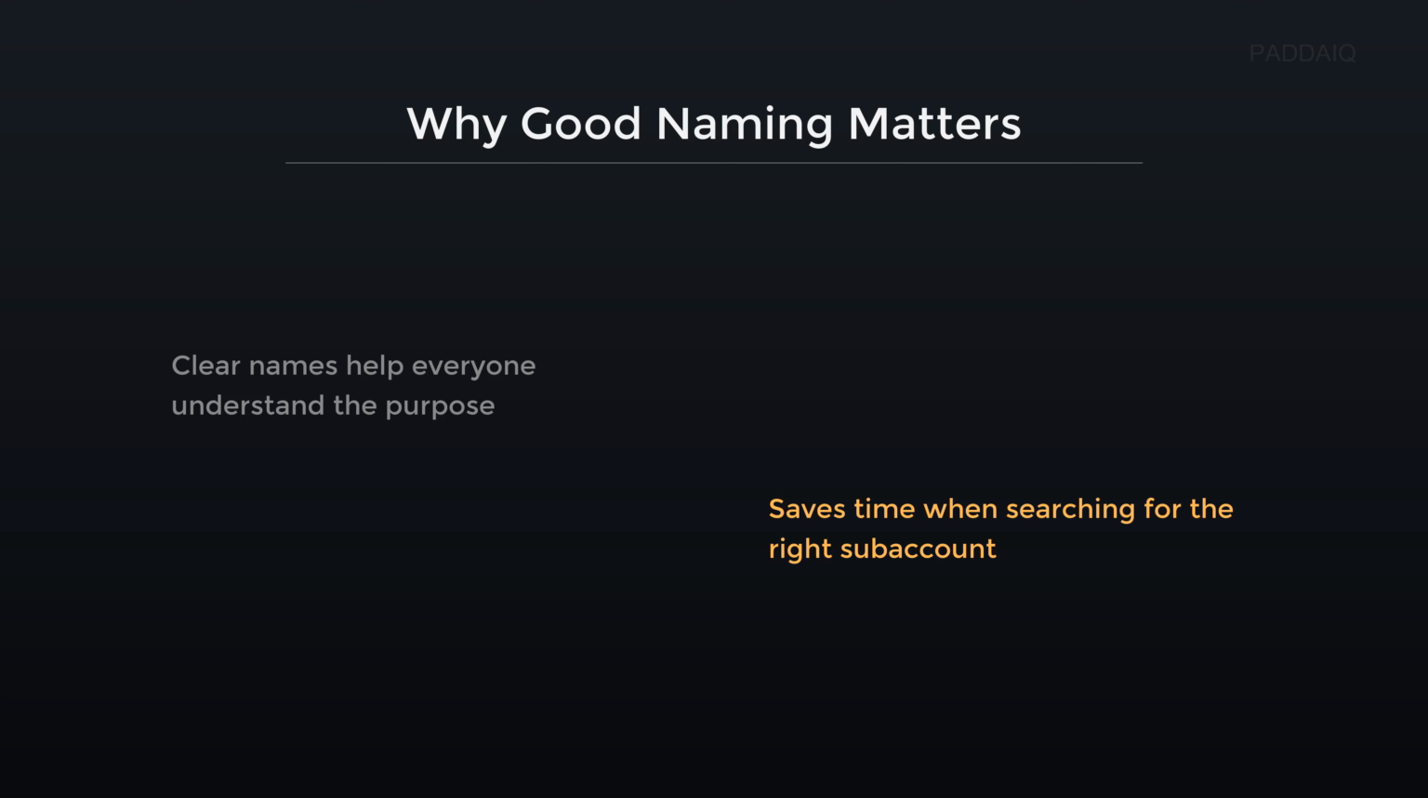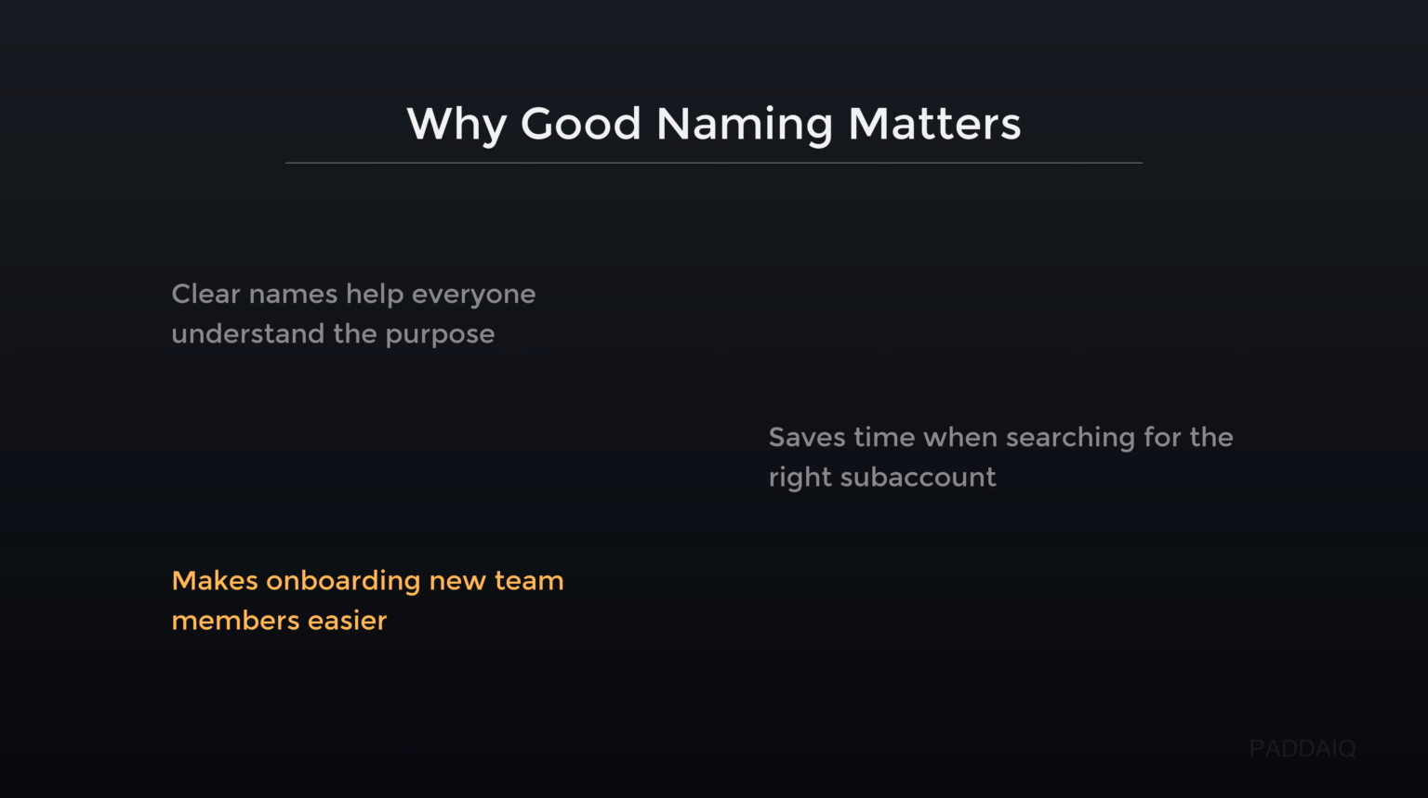Saves time when searching for the right subaccount. This means you can quickly locate the exact environment you need without confusion. For instance, instead of subaccount_1, naming it Production HR App tells you its purpose and location immediately. Efficient naming streamlines your daily work and reduces errors.